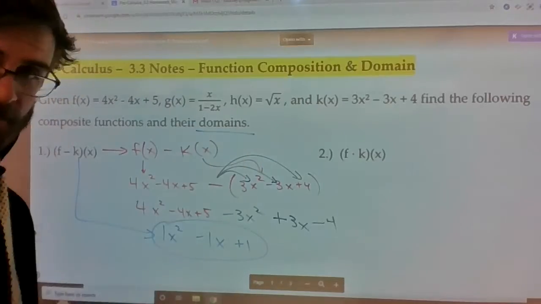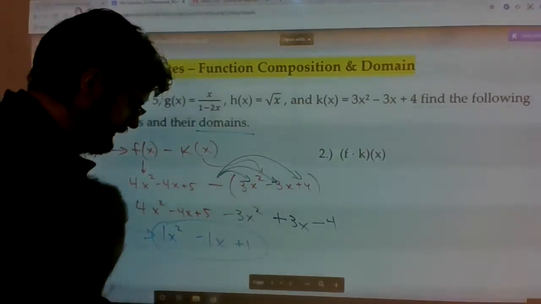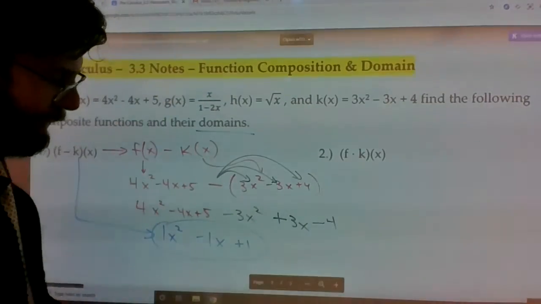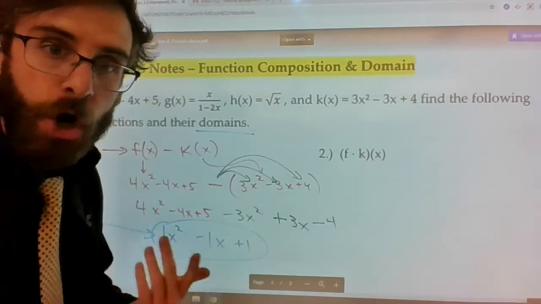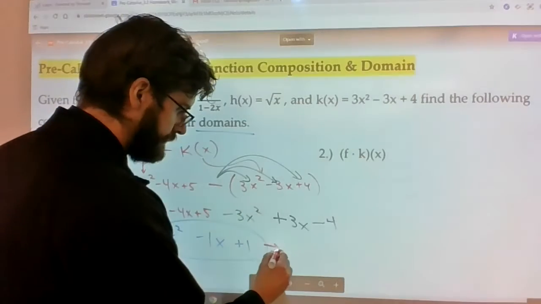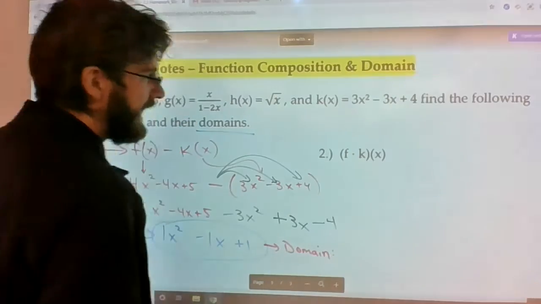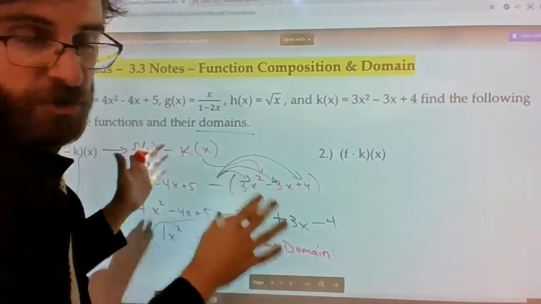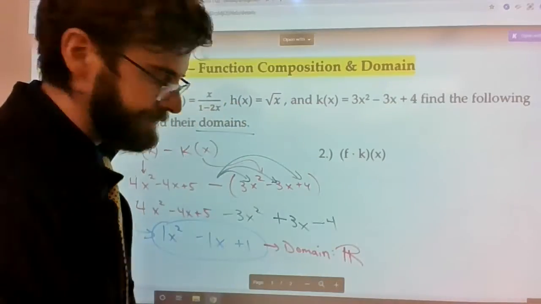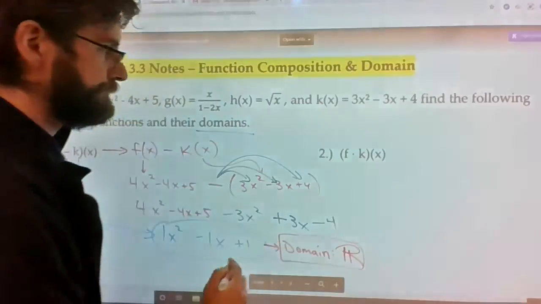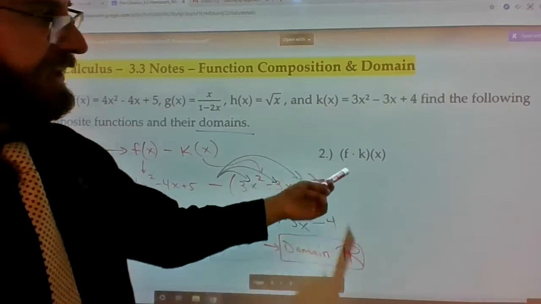And its domain, because it asks for the domain as well, is, well, it's a polynomial. So polynomials have domains of negative infinity to infinity. It's all real numbers. And I didn't put interval notation, so technically I'd be okay to just say all reals. Let's try the next one.